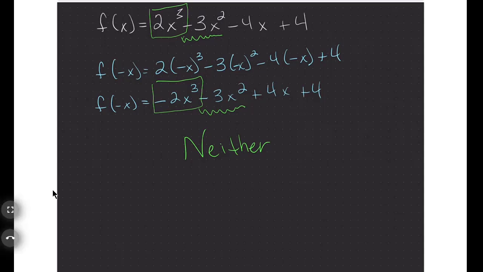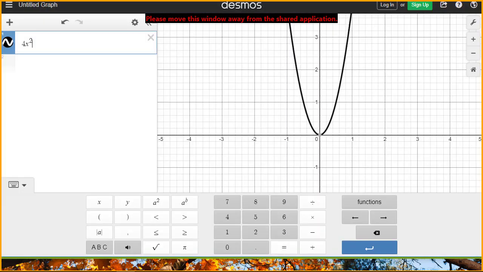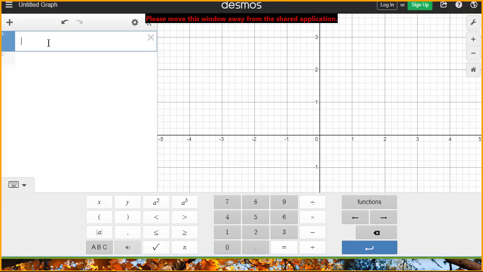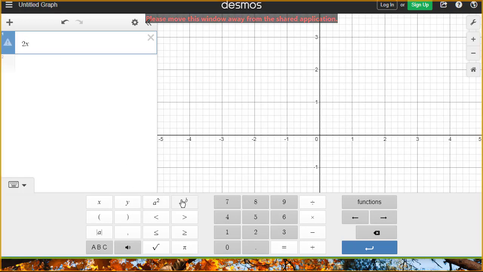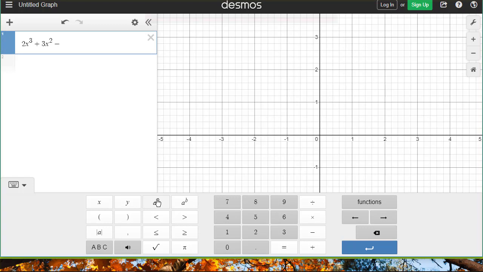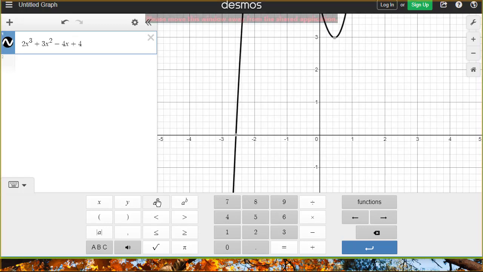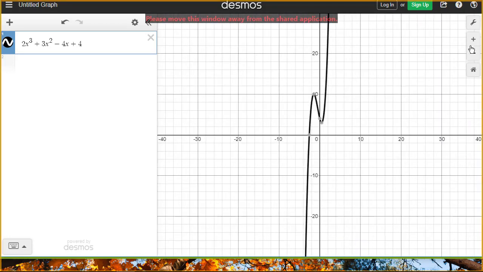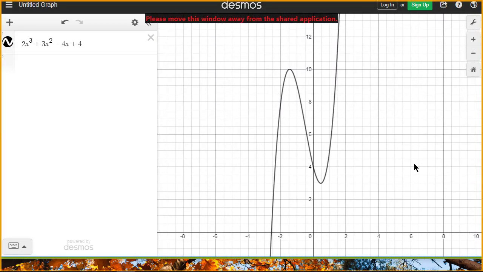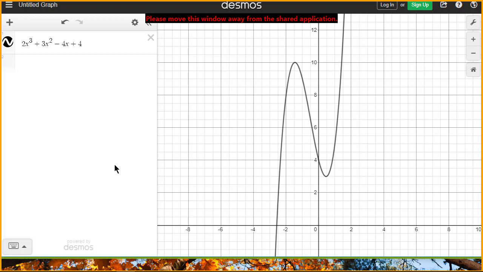And if we were to graph this guy, he would be the original, right? 2x to the third plus 3x squared minus 4x plus 4. All right. So what did we come up with? If it was even, the thing that's on the left of the y-axis would be the same as the thing on the right of the y-axis. Is the left identical to the right?